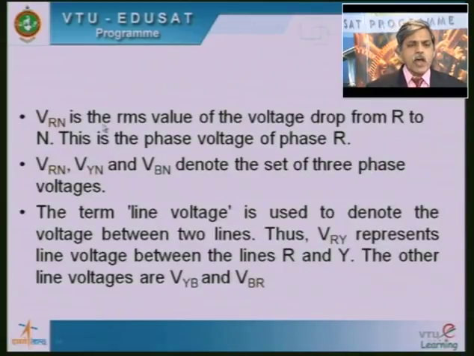Okay. So, VRN is the RMS value of the voltage drop from R to N. This is the phase voltage of R phase. Like that, we have the 3 phase voltages. The term line voltage is used to denote the voltage between the lines. As I told you, VRY represents the line voltage between the lines R and Y. Same way, VYB between Y and B, VBR between B and R. These are the line voltages.